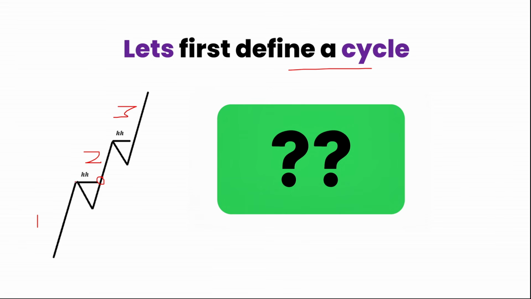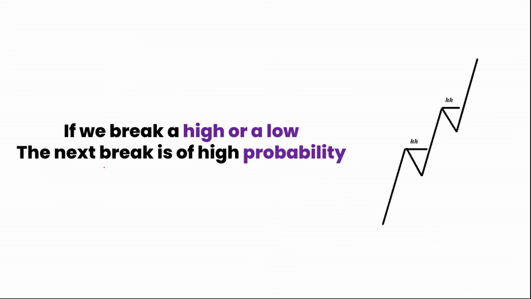So in this particular case, you can see a high being broken here, another high being broken, meaning this is a valid impulse. If we break a high or a low, the next break is of high probability. So we are saying when trending up, the market creates higher highs and lower highs. These are the basis of the strategy that I'm going to give you shortly.